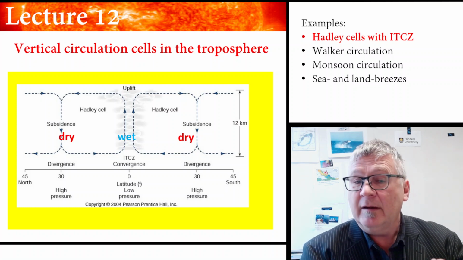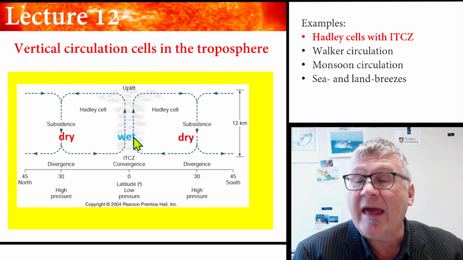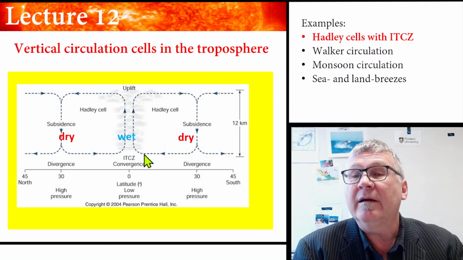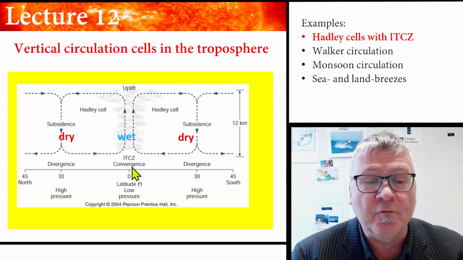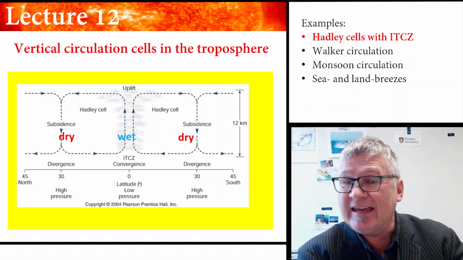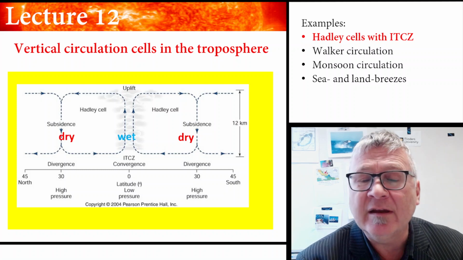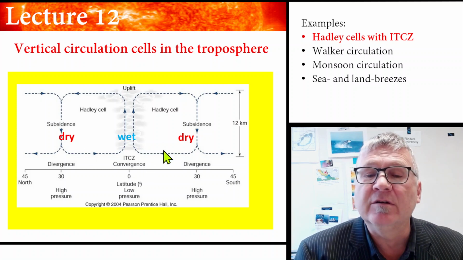You'll learn later on that the intertropical convergence zone actually is not always centered over the equator. It actually moves. It depends on where the surface is heated more than in other regions. But the key is that you have this zone.